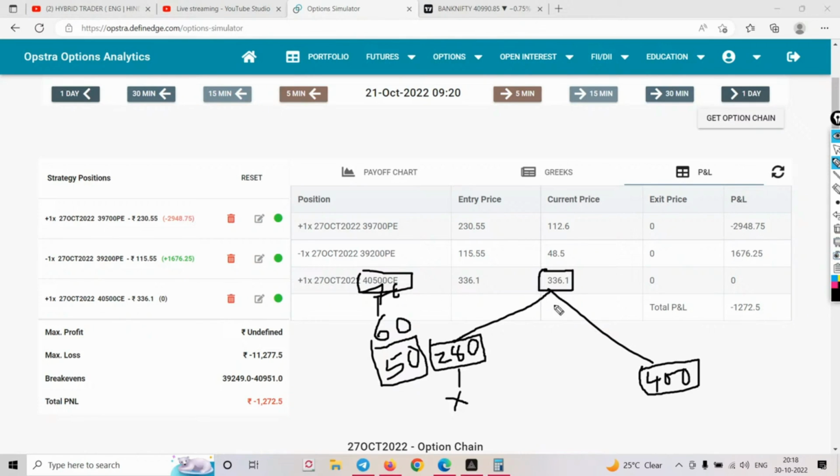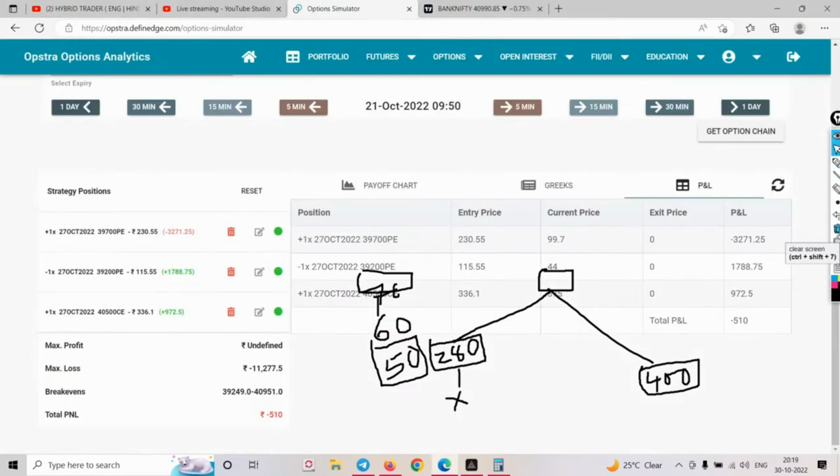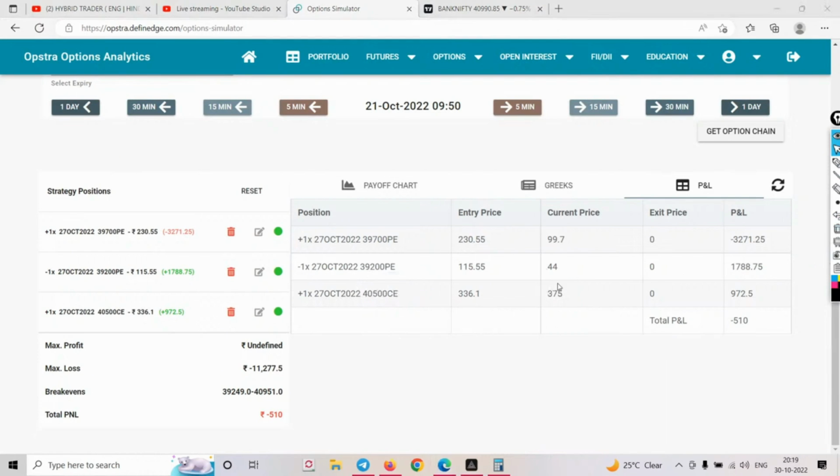All right. So now, we got it, right? Either this has to become 280, or 400. I'll erase all these things. So now I'll take you 30 minutes ahead, friends. Now keep a check only on this 336. Let me delete this. So now this has become 375. This was 336, and now it has become 375.